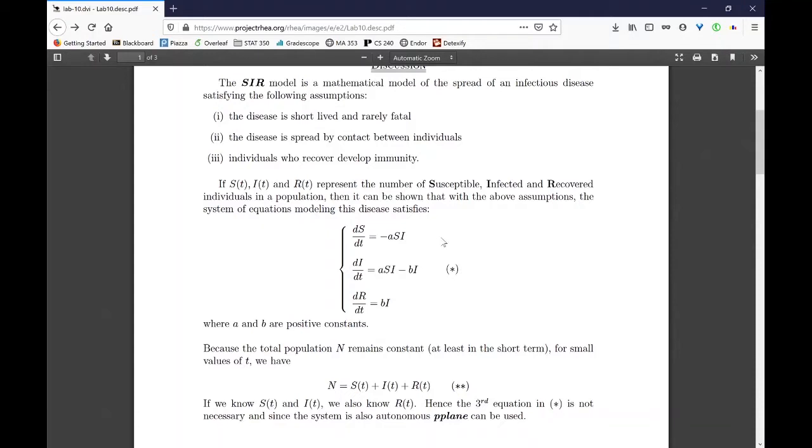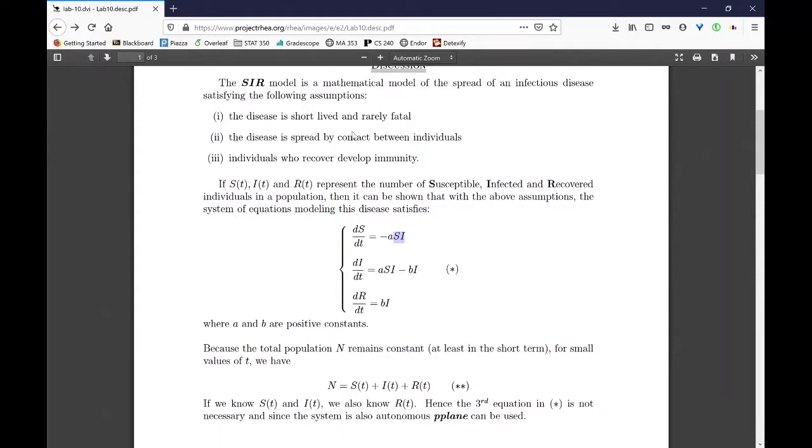So we're going to assume that since the disease is spread by contact between individuals, some constant factor of interactions between susceptible and infected people is going to be the rate of change of susceptible people, because once you're infected, then your number is taken away from the people who are still susceptible to the disease. The change in infected people is, of course, the increase in susceptible people who get infected by the disease, minus some constant of the people who are infected that recover.